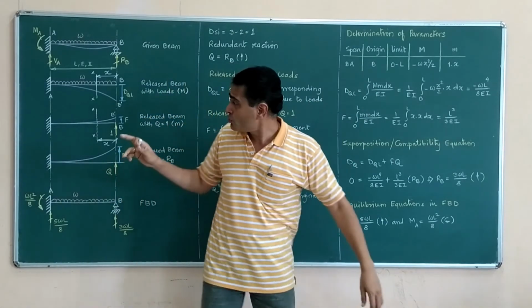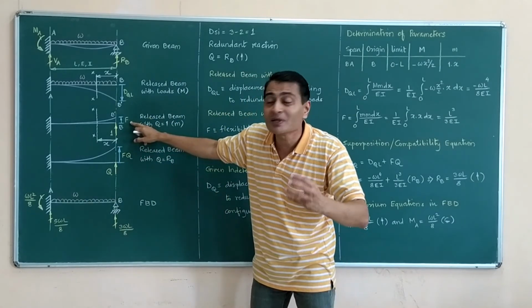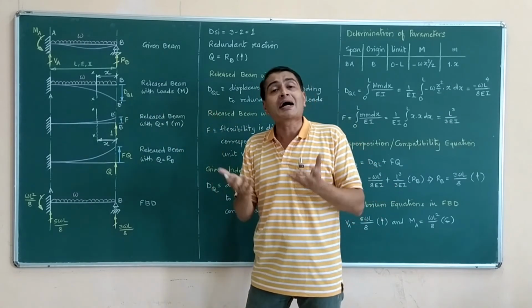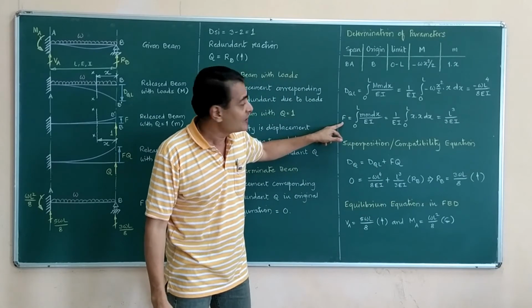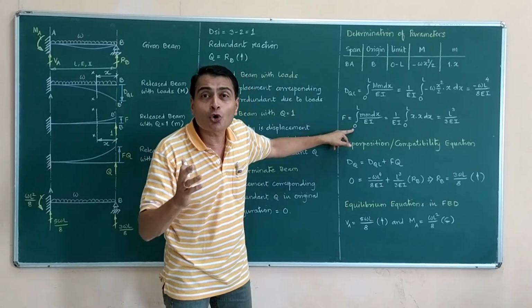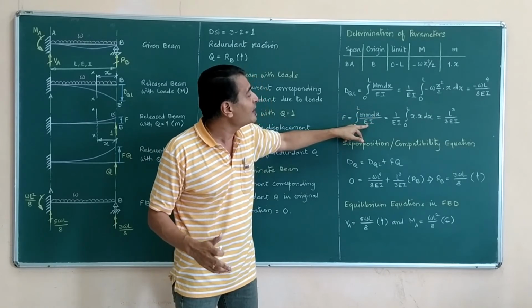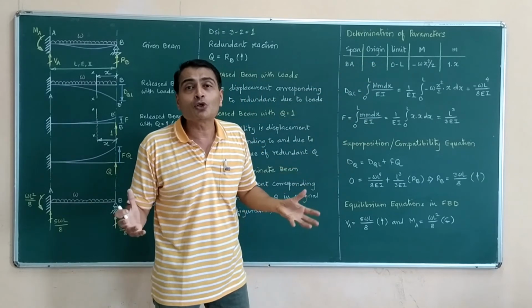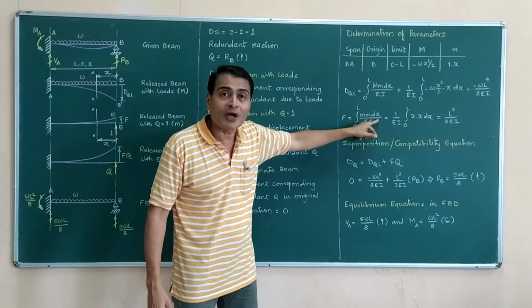Next I am trying to find this particular F. How much is the flexibility, how much is this deflection, and for that also again I am using unit load method, and I am writing F is equal to integral 0 to L mm dx over EI. Here I had capital M, small m. Here I am simply going to have small m upon EI with respect to x.